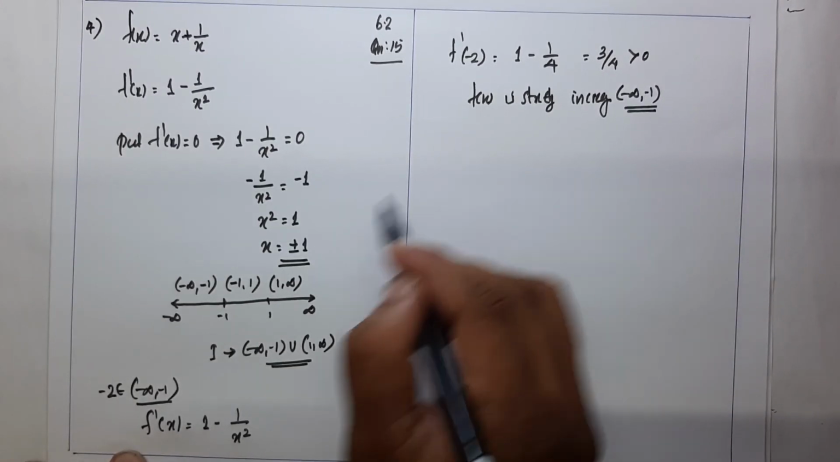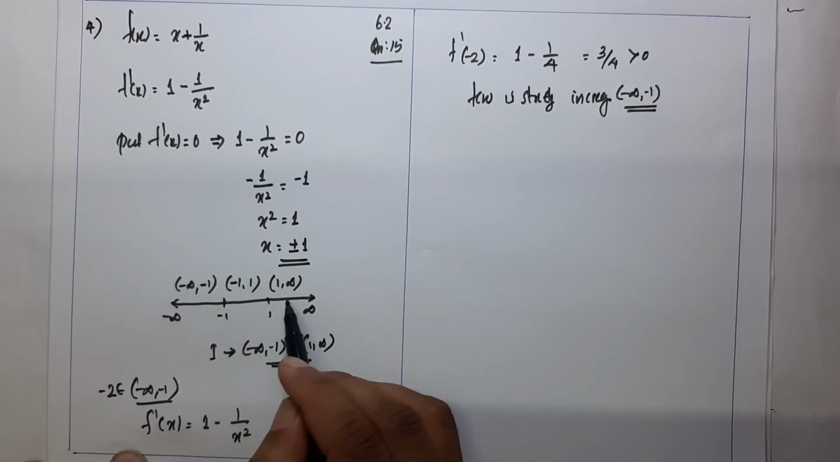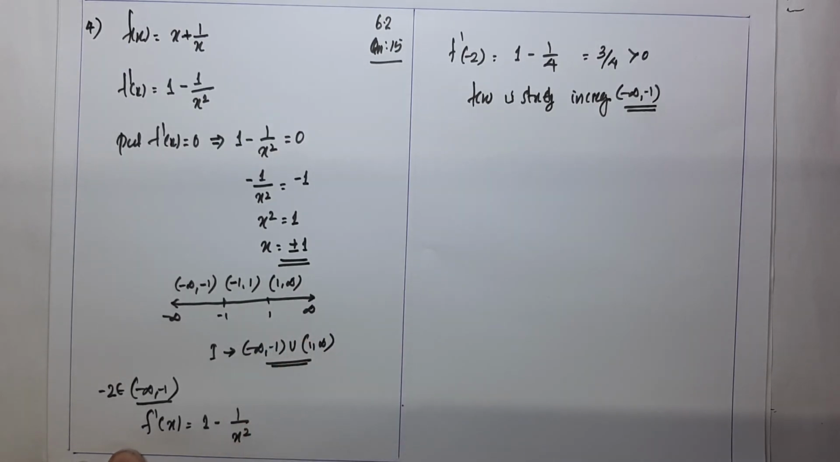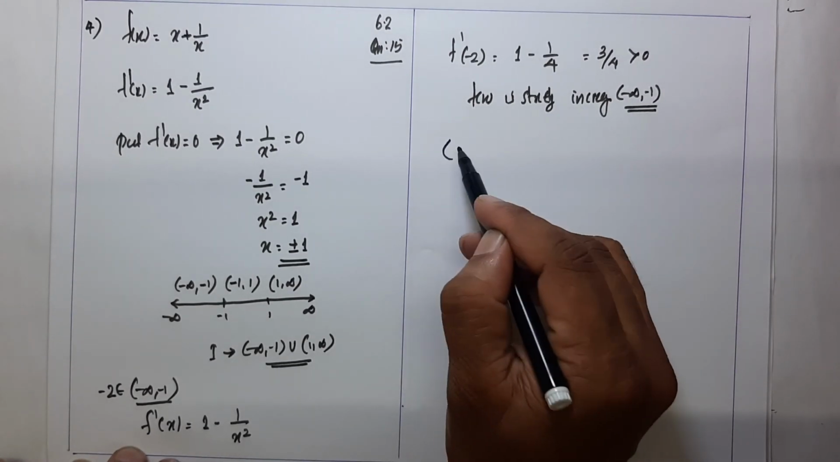Now the second interval: we consider the interval not minus 1 to 1 but 1 to infinity, because here we have to prove that the given function is strictly increasing on I. Here I means minus infinity to minus 1 union 1 to infinity.